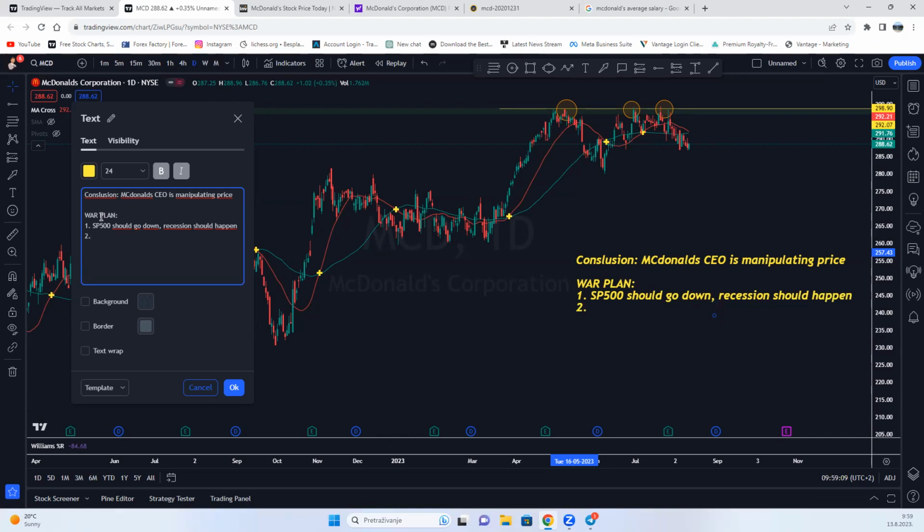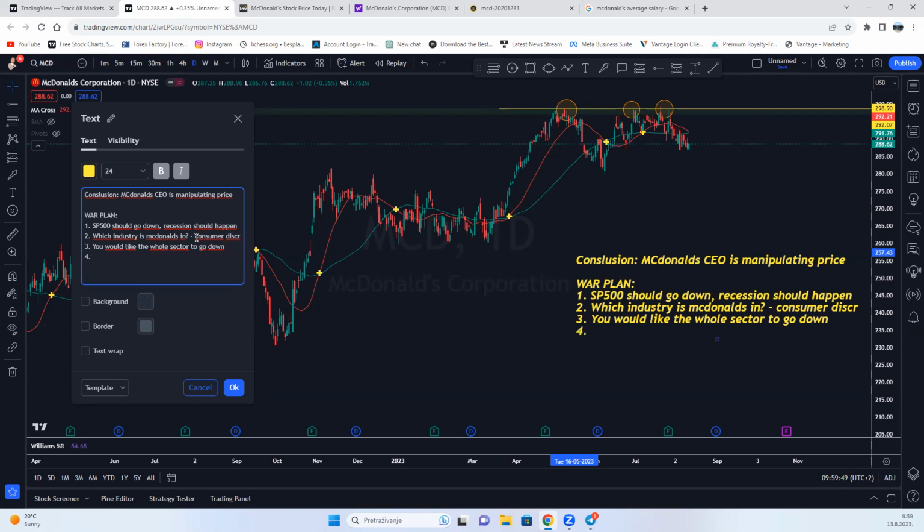Number two, which industry is McDonald's in? Okay. Now, which industry is McDonald's in? It's something called consumer discretionary. This is a part of the S&P. Now, number three, you would like the whole sector, okay? So not only McDonald's, all the other companies, you would like them to fall down because they will just pull down McDonald's with themselves.